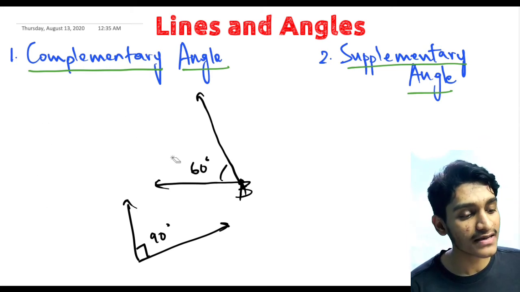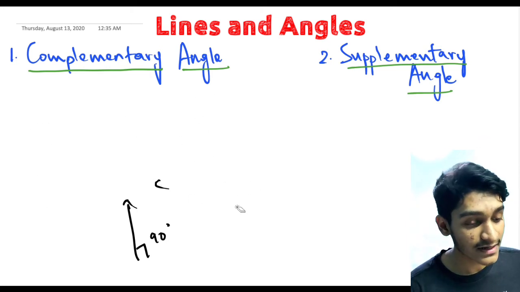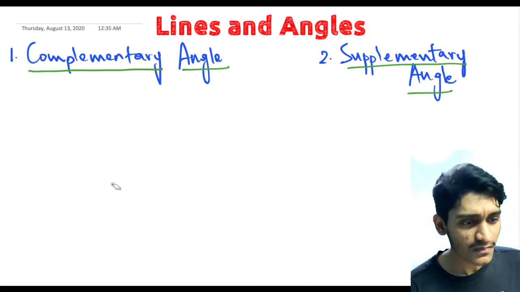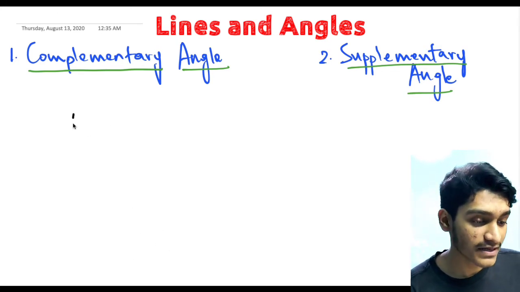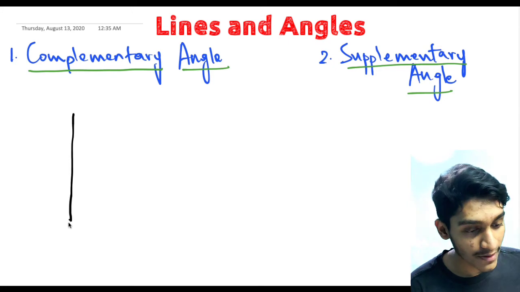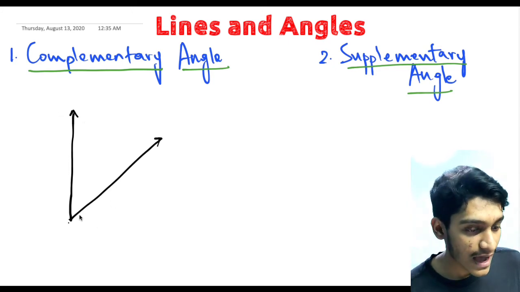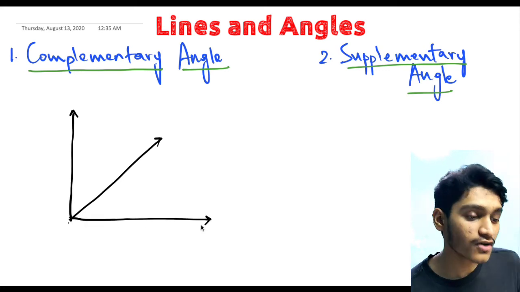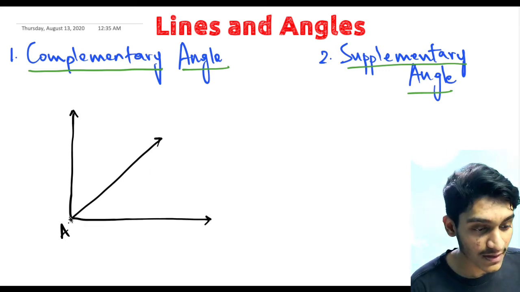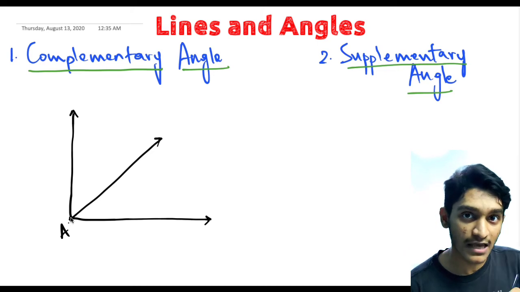Now let me give you a basic example and yet another type of complementary angle. What if you have something like this? What if you have one ray over here, one angle over here and another over here? This is the common vertex and you have three rays protruding from the same vertex.